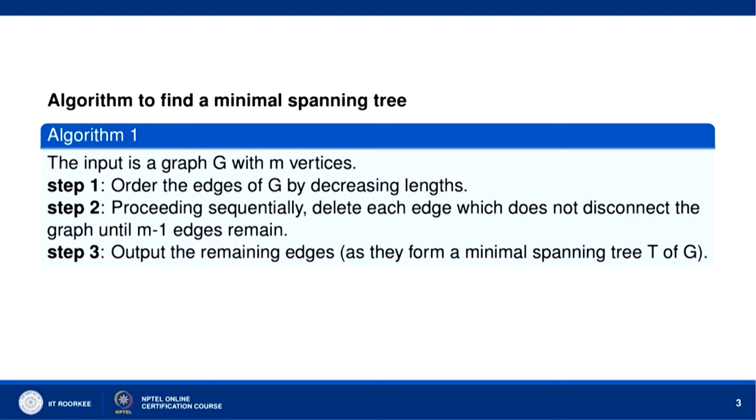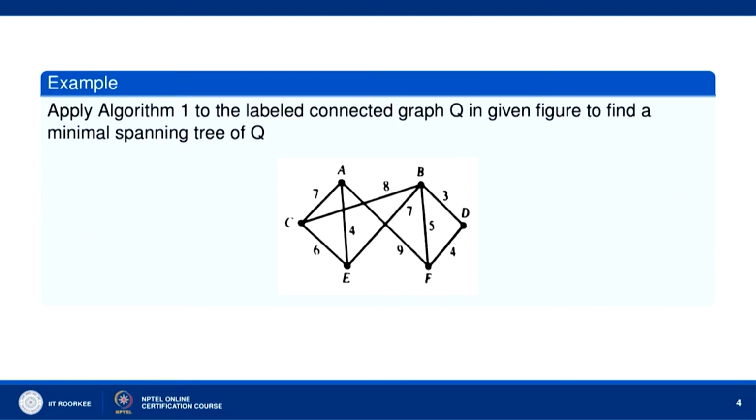Now, let us see how we can apply this algorithm. Let us discuss a problem here. Apply algorithm 1 to the labelled connected graph. We are given this labelled connected graph. The edges of this graph are labelled by positive integers. Apply algorithm 1 to the labelled connected graph Q in the given figure to find a minimal spanning tree of Q.